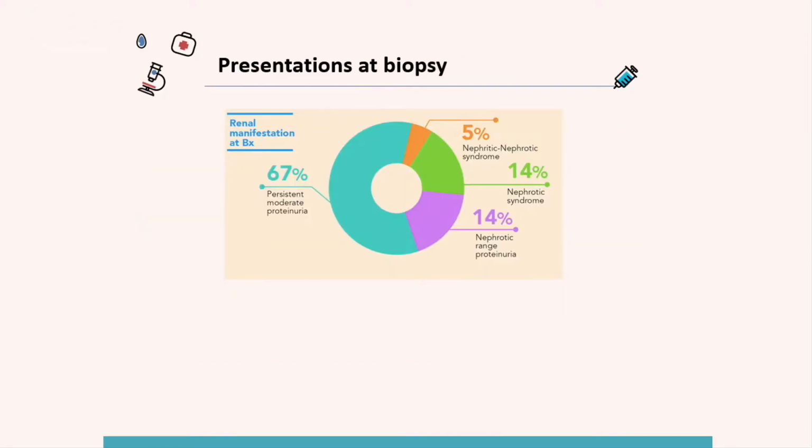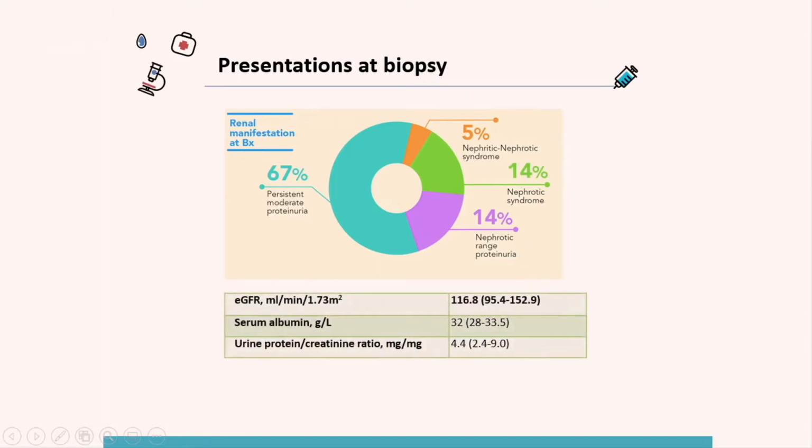You can see that 67% of the patients presented with persistent moderate proteinuria, of which 14% had nephrotic syndrome presentation. 14% is a figure I want you to remember temporarily; I'll tell you why later. 14 had nephrotic range proteinuria, and 5 had a mixed presentation. Most of them had pretty good GFR, and the serum albumin is not too bad.